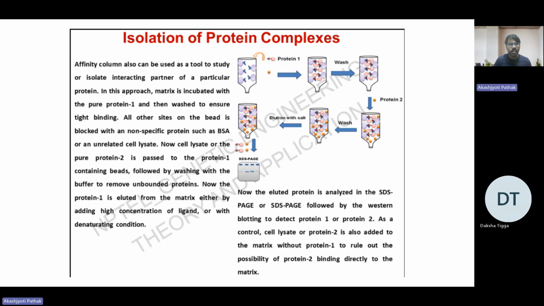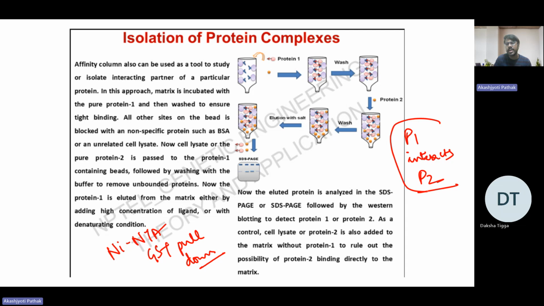So basically, you can do a nickel NTA column. This pull down assay you can also do using nickel NTA pull down, or you can use a GST pull down. That is what is explained here. If you want to study whether protein 1 interacts with protein 2, how will you do that? Either you can do a GST pull down or you can do a nickel NTA pull down.